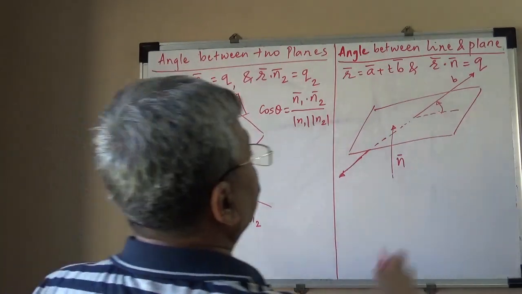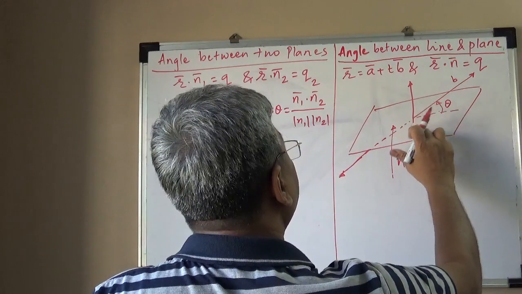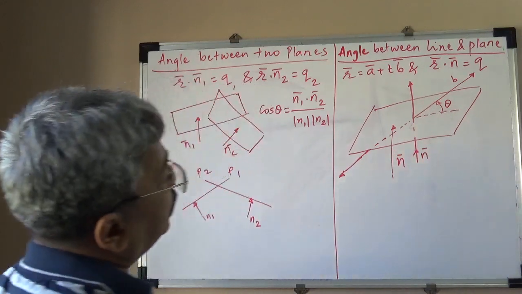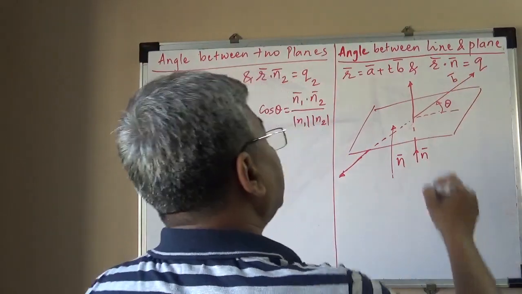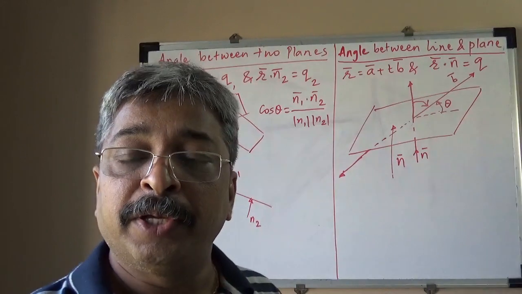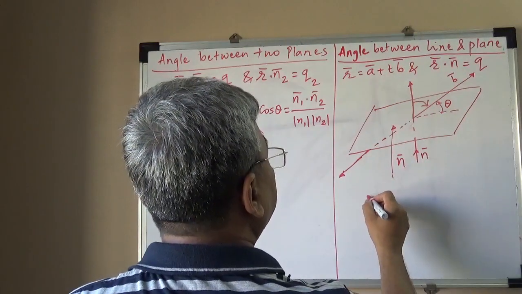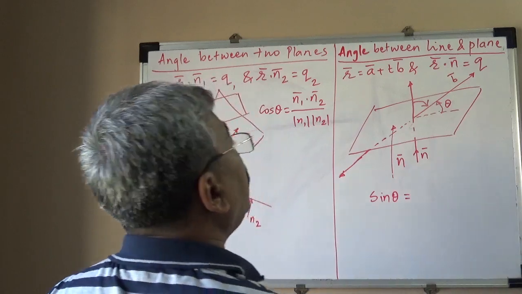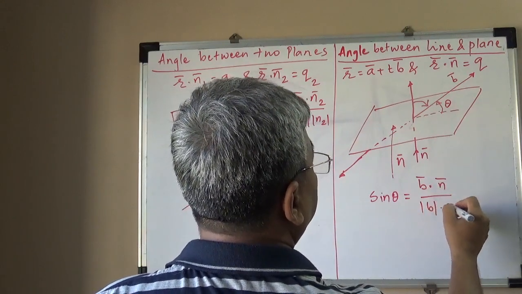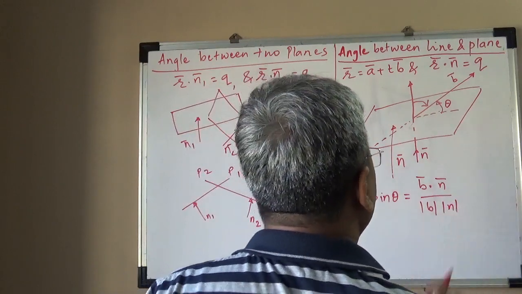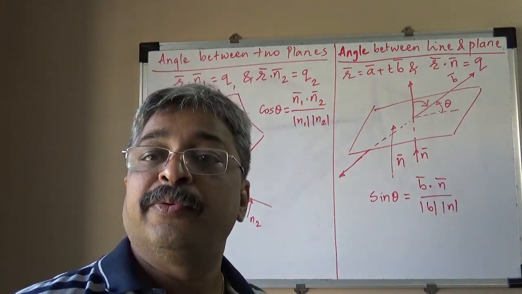Now we are interested in finding this angle theta. This vector is n bar, perpendicular to the plane. Therefore, if we find the angle between n bar and vector b, that will be the complement of the required angle. Therefore, the angle between the line and plane is given by sin theta equal to b dot n upon absolute value of b into absolute value of n. This is the value of the sine of that angle; you take sine inverse of that and you get the angle between the line and plane.